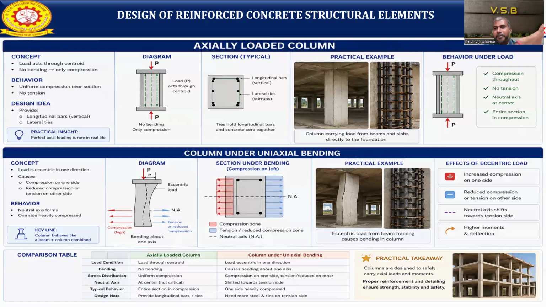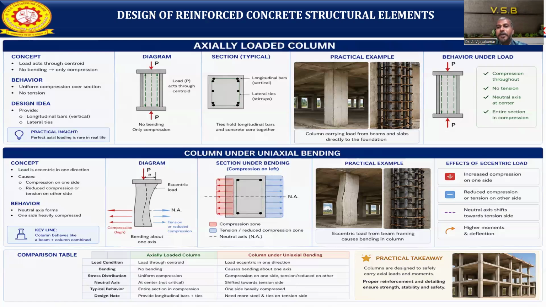Now we can compare the two types of loading systems: one is uniaxial, and the other is the axial loaded column. For the load condition, in the axial loaded column the load is acting at the center of gravity. In uniaxial bending, the load is acting in one direction. For the axial loaded column there is no bending, that's why we say the eccentricity equals 0. Here, uniaxial bending causes bending in one direction.